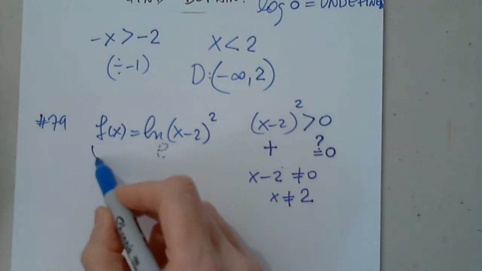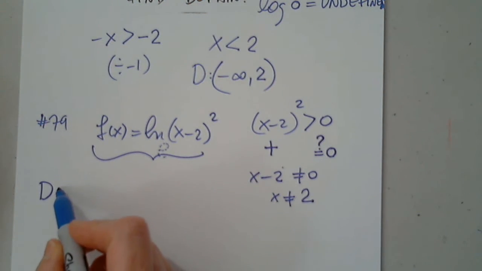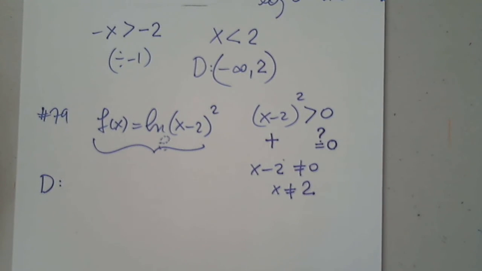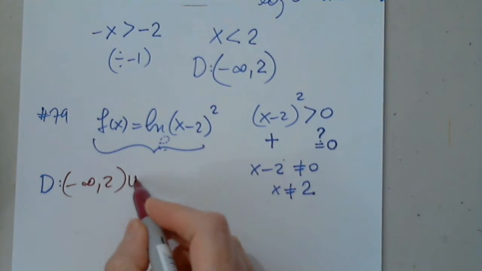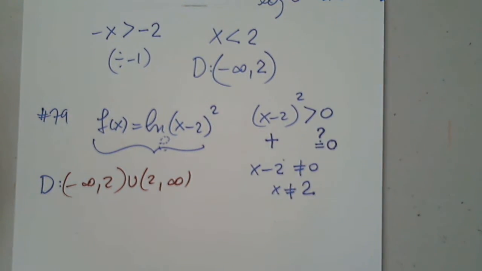So what is the domain then of this function? Everything works except 2. Why 2 doesn't work? We just looked at it and it screamed at me, right? 2 minus 2 is 0. Natural log of 0, it will scream at me again. So how do I write the domain then for such a function? Negative infinity to 2 union 2 to infinity. Brilliant. Thank you so much.